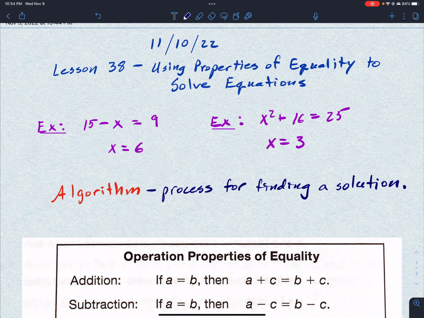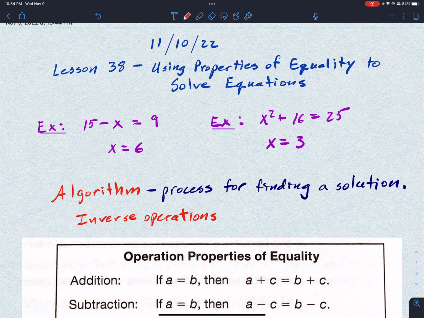All right, and the process for finding a solution for when our objective is to find the solution of an equation, finding a solution of something like this or like this, our process is to use what we call inverse operations.